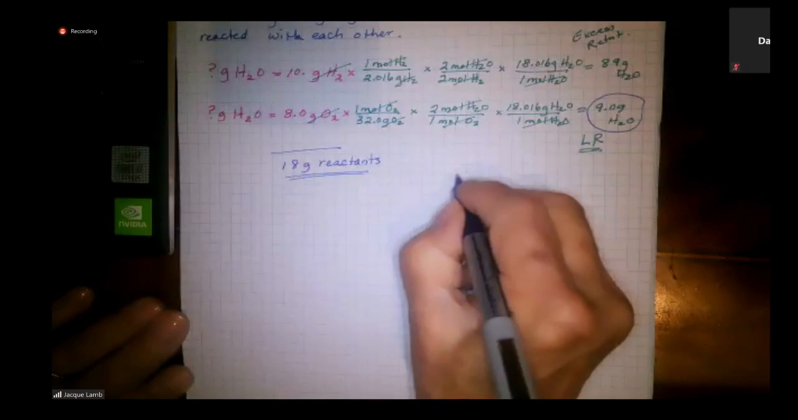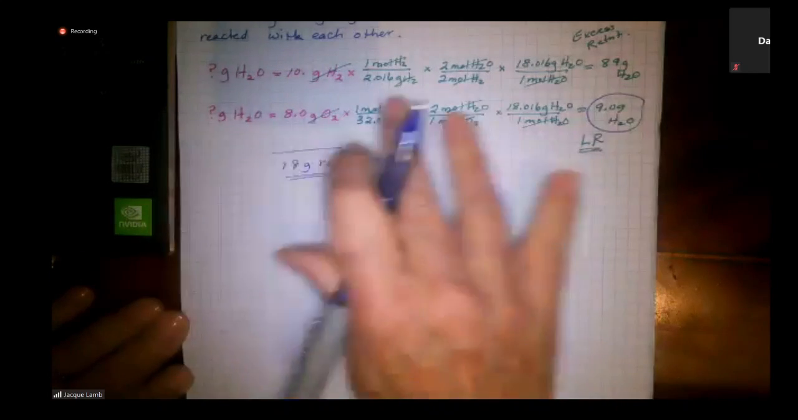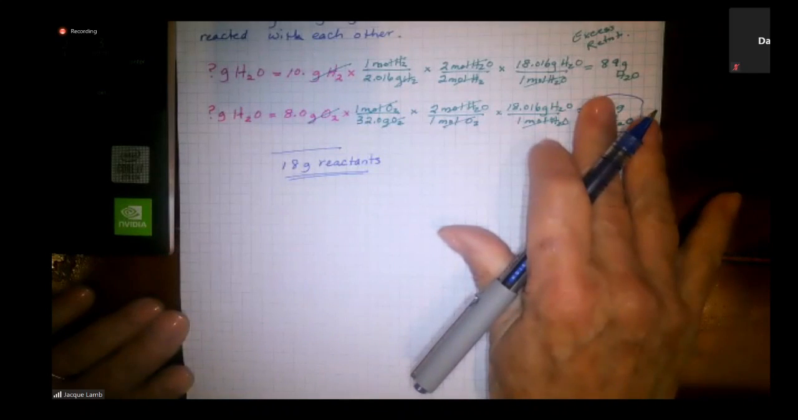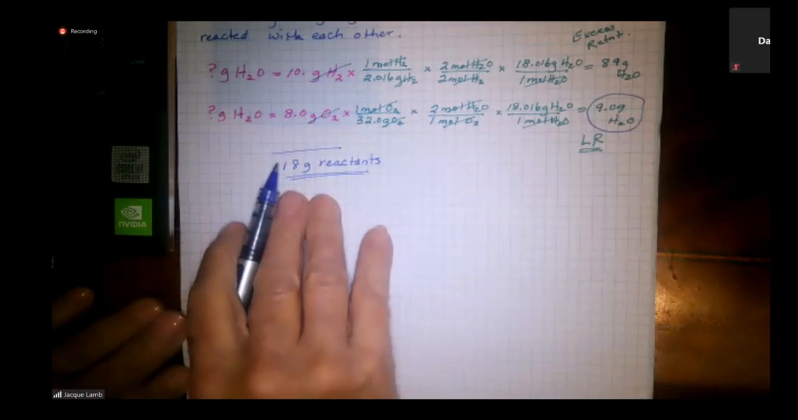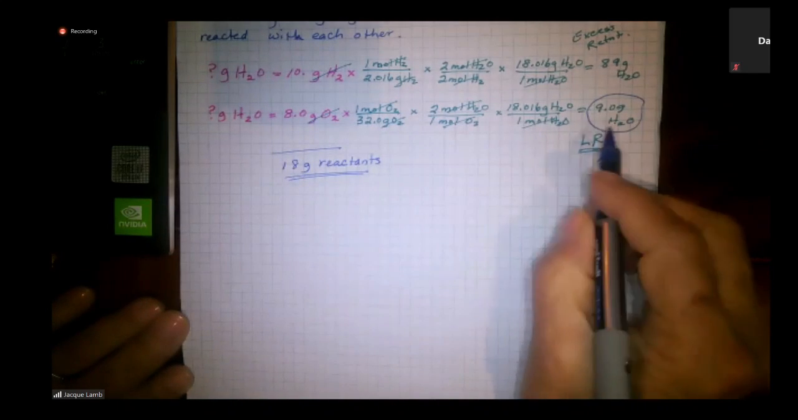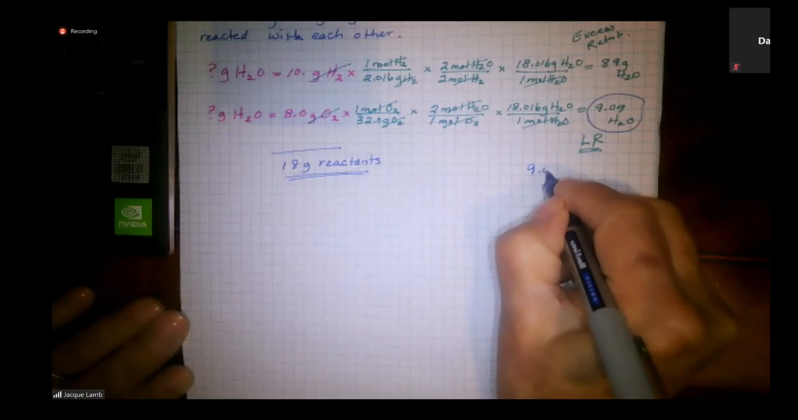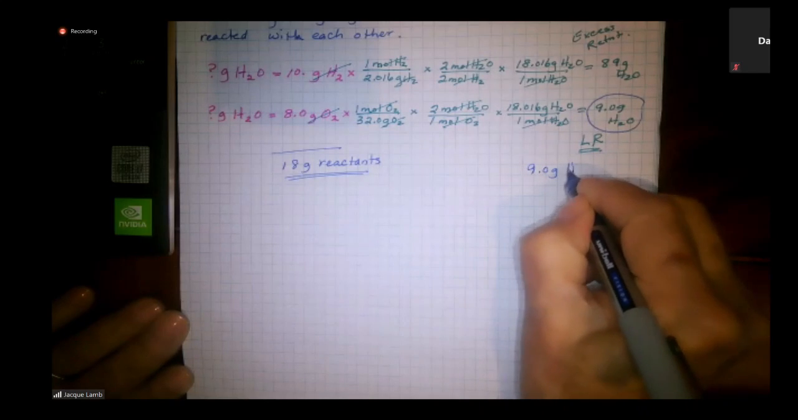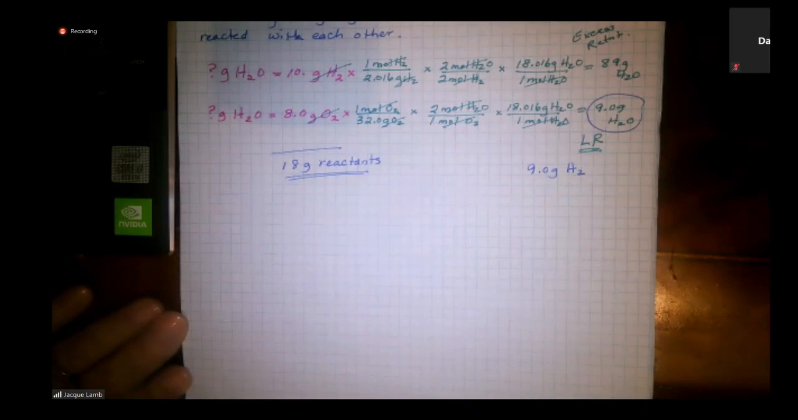So you have to have 18 grams on both sides. You have 18 grams of reactants, you have 9 grams of product. So you must have 9 grams hydrogen left unreacted.